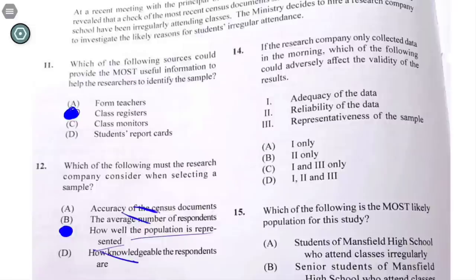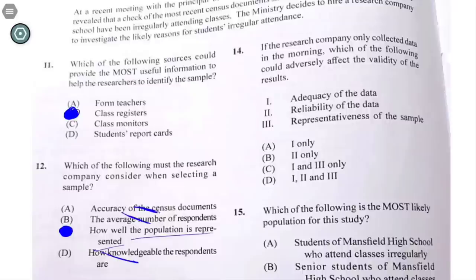If they only collected data in the morning, they wouldn't know how many students actually attend classes in the afternoons. Of course, you're supposed to get a break like lunchtime, and then after that you have your afternoon classes. Most schools do that. But if they only collect data in the morning, they won't really know who does attend classes in the afternoon.